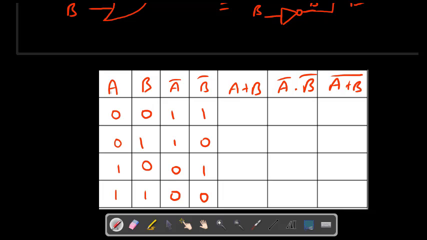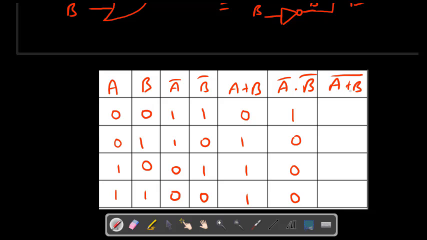Now A or B, we have to OR A and B. The rule for OR is, even if a single input is 1, output becomes 1. So this is 0 first, because both are 0 0, and rest all are 1 1. Now we have to do A bar and B bar. The rule for AND says that when both the inputs are high, output is high. So this is the one input combination where both are 1. So this becomes 1, and rest all become 0, because there is either a single 0 or two zeros.